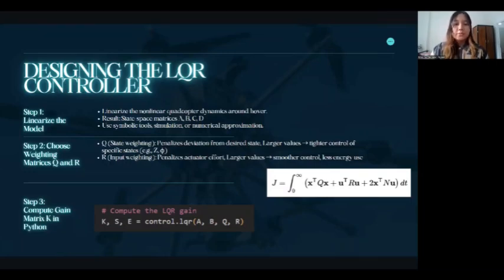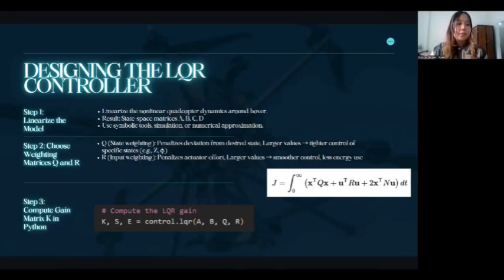Q is the state weighting matrix. It penalizes deviation from the desired state. For example, if we care a lot about altitude or roll, we give those states larger values in Q. And R is the input weighting matrix. It penalizes actuator effort. Larger values in R mean we want smoother control and less energy usage.